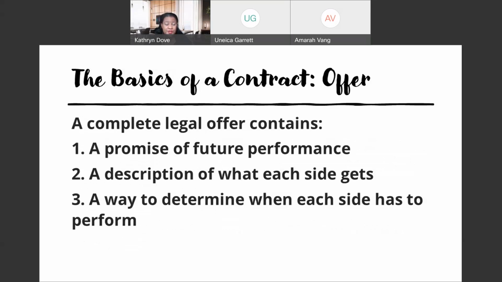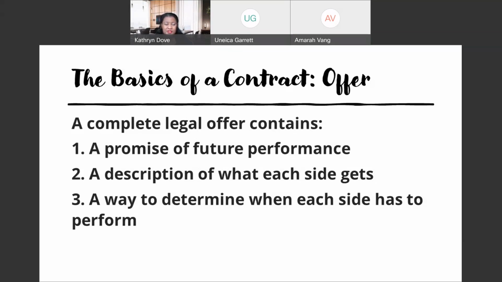All right, so getting down to one of the elements of a contract: offer. How do you make an offer? Well, an offer also requires three elements: a promise of future performance, a description of what each side gets, and a way to determine when each side has to perform. So when you're making an offer, you need to have specific and definite descriptions.